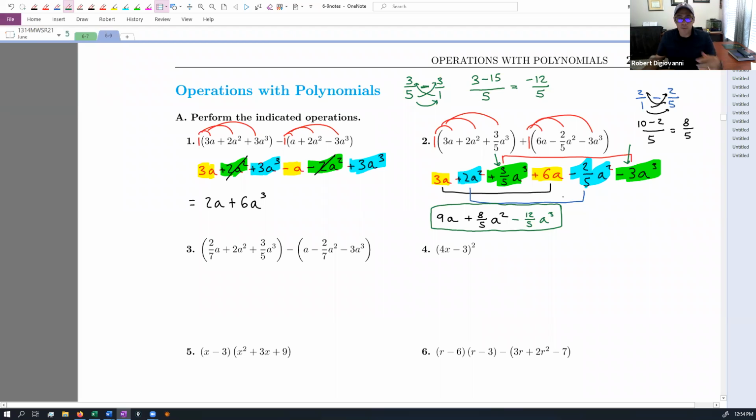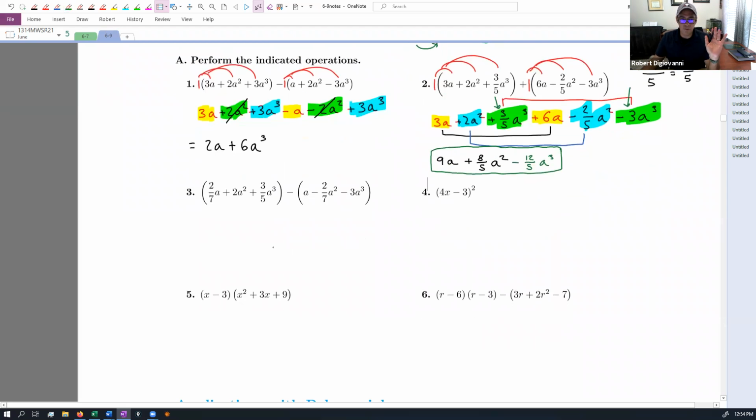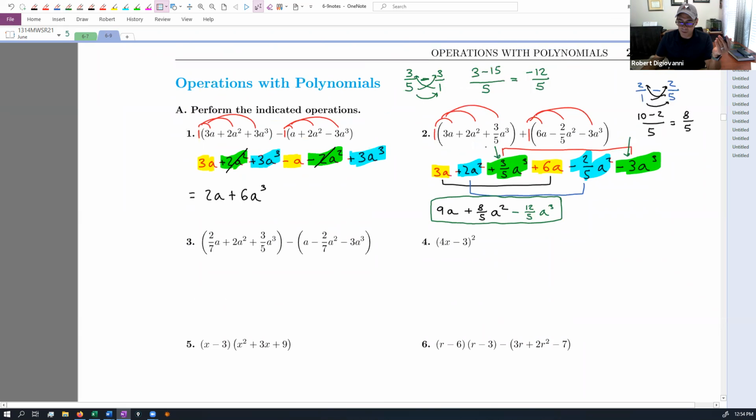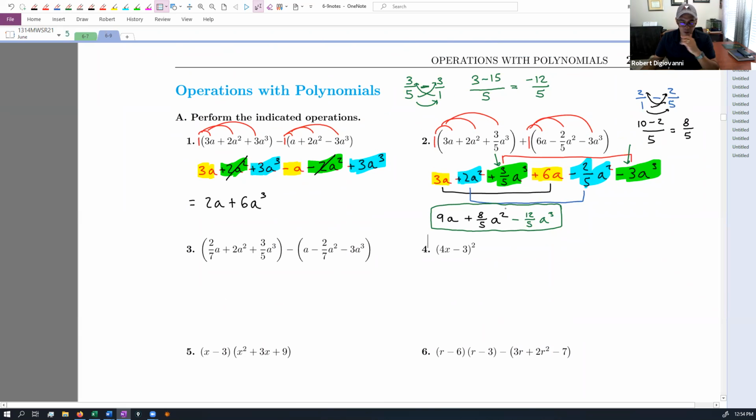Okay, I'm going to leave number 3 to you to do. It's very similar to these two. Number 4 is a little different. Number 4 says take 4x minus 3 and square it. So what that means you have to do is take 4x minus 3 and multiply it times 4x minus 3.